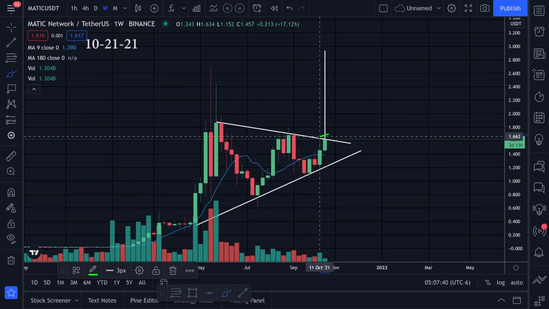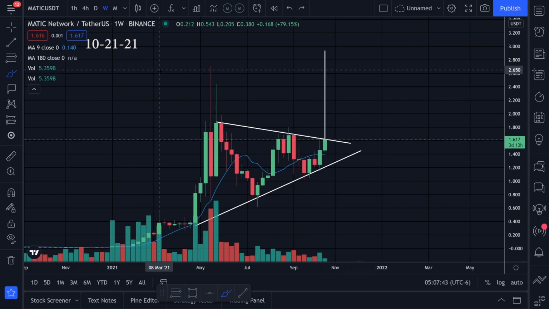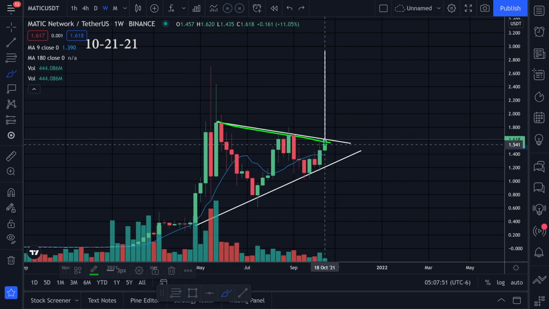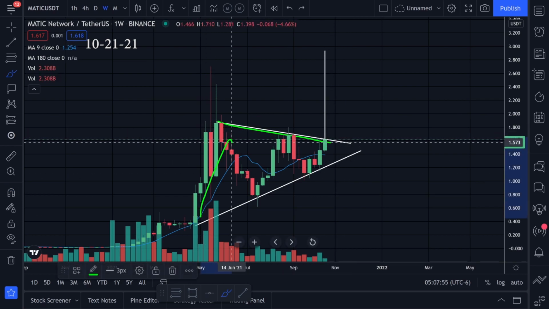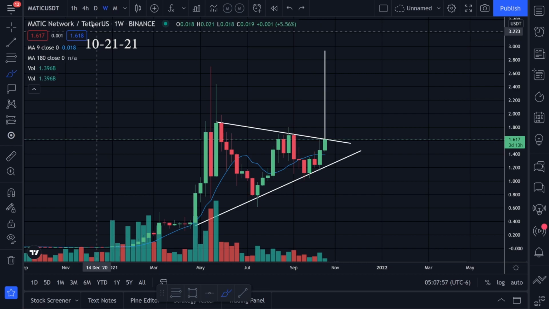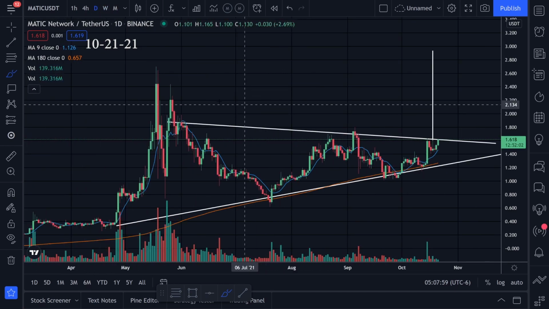What I'm doing right now is waiting for a breakout to the upside right here. Like I said, this is on the weekly time frame. This might take a little bit of time for it to actually complete this pattern because it is on the weekly time frame, a bigger time frame. So let's check out the daily time frame, see what we got.